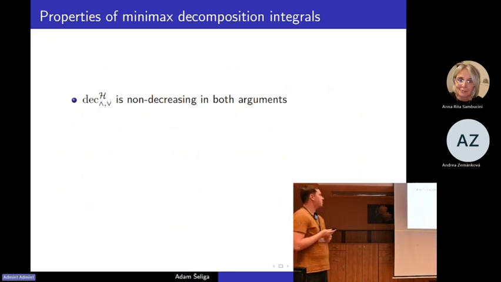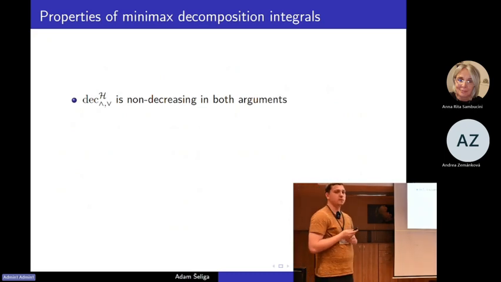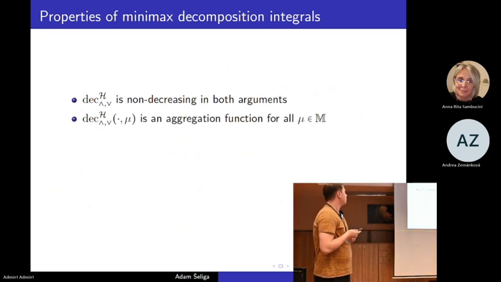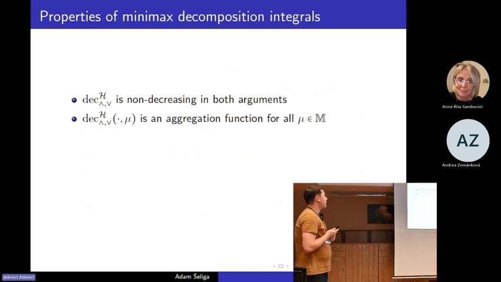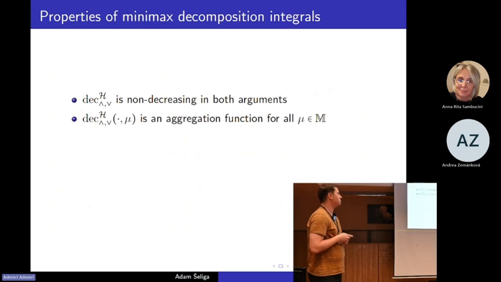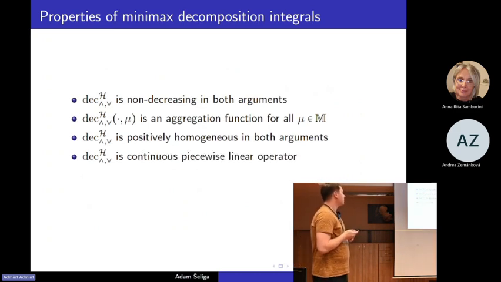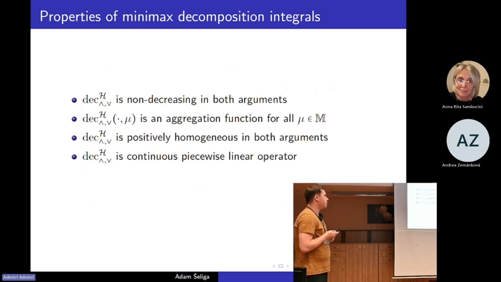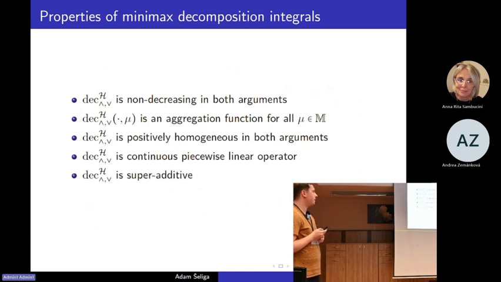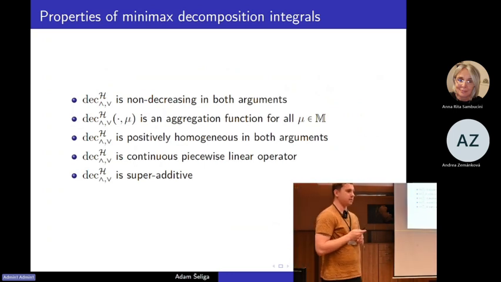The first property is that they are non-decreasing in both arguments. This is a classical property. This leads to the following, that they are aggregation functions, no matter what monotone measure you choose. Again, they are positively homogeneous, which is also a property of decomposition integrals. They are continuous and piecewise linear. And one of the interesting properties of this integral is that they are superadditive.